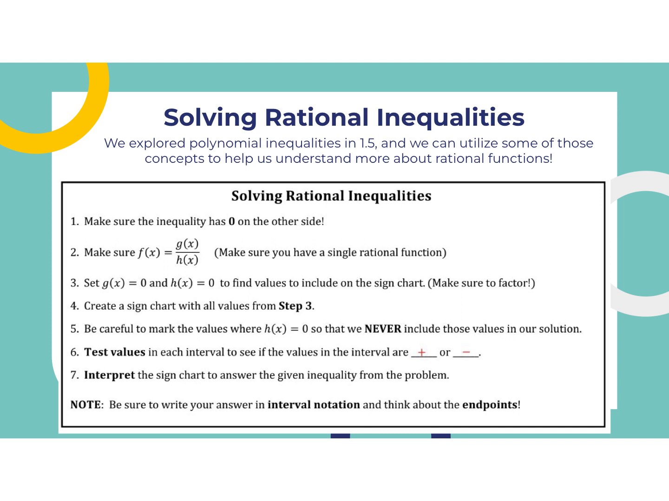We're going to use those zeros and undefined values to solve rational inequalities. We explored polynomial inequalities in 1.5, and we can utilize some of those same concepts to help us understand more about rational functions. In solving rational inequalities, our first step is going to be to make sure that the inequality has 0 on the other side. We always want to compare it to 0.